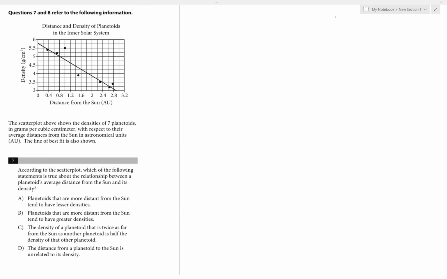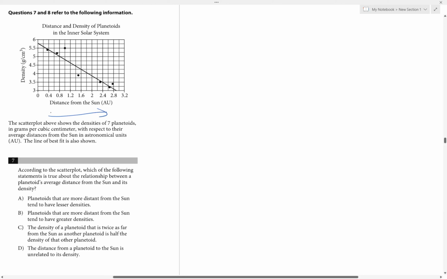Okay. So from the scatter plot, we can see the line of best fit has a negative slope. That means as we go towards the right, the line decreases. Here, the x value represents the distance from the sun in AU, and the y values represent the density. And then we can tell what happens to the density as the distance increases.